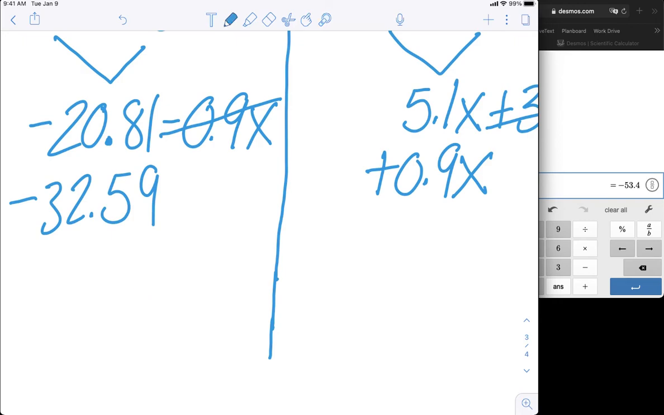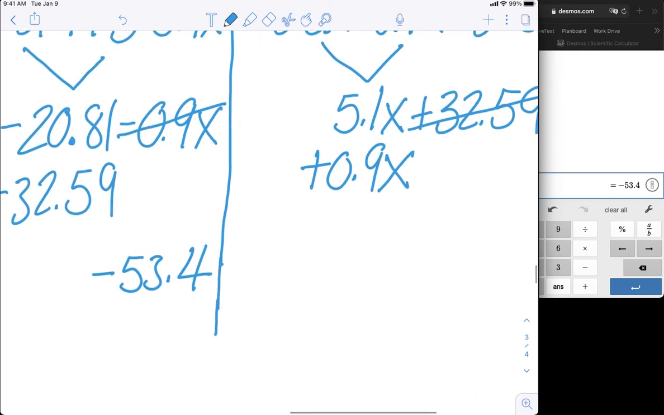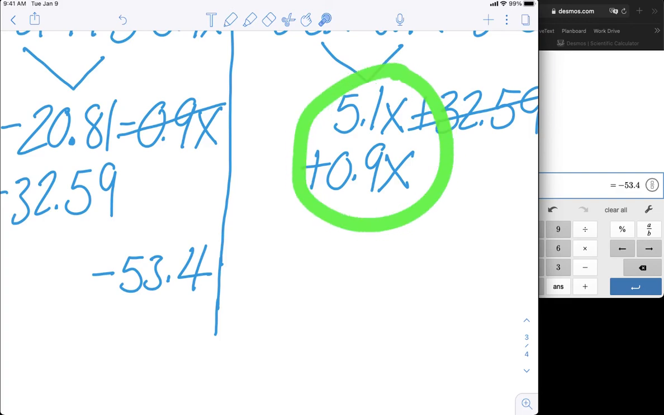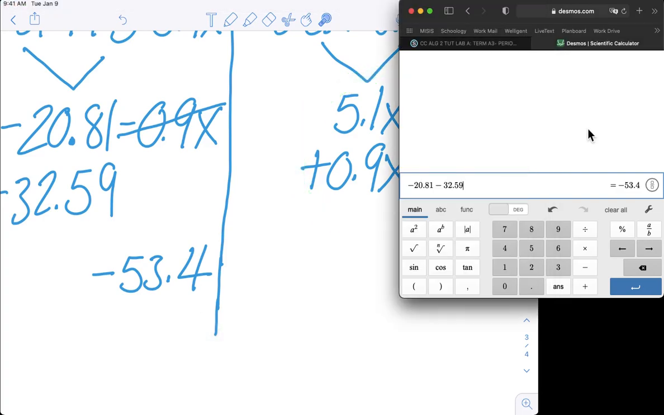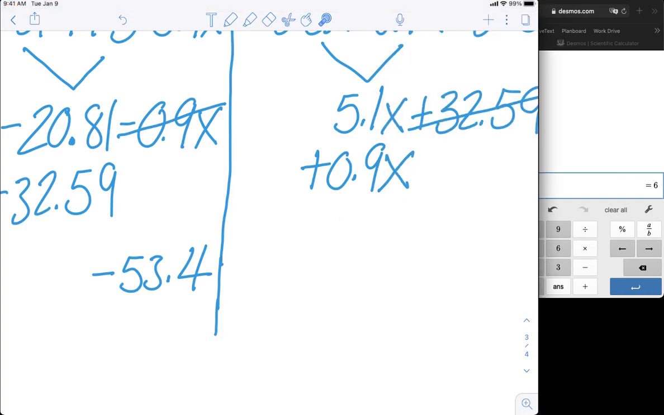Okay, let's go back over here. Negative 53.4. Making mistakes is fine with me, everyone. You're human, I'm human, we all make mistakes, right? Let's do these two. These two are like terms. So 5.1 plus 0.9 is 6. Look at that, an even 6. So we get 6x.